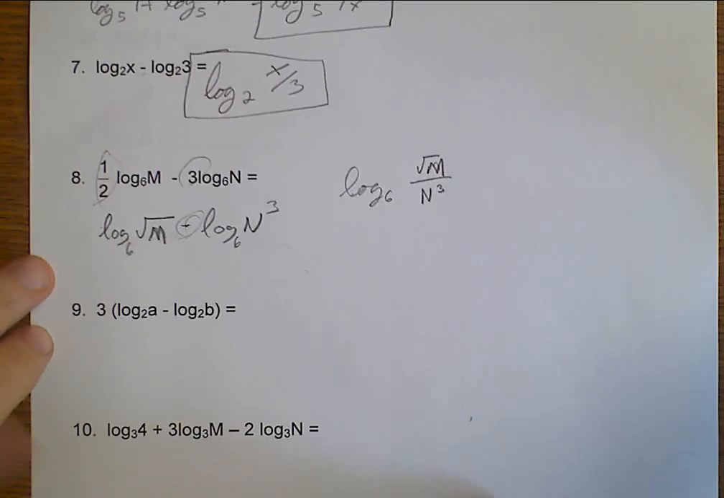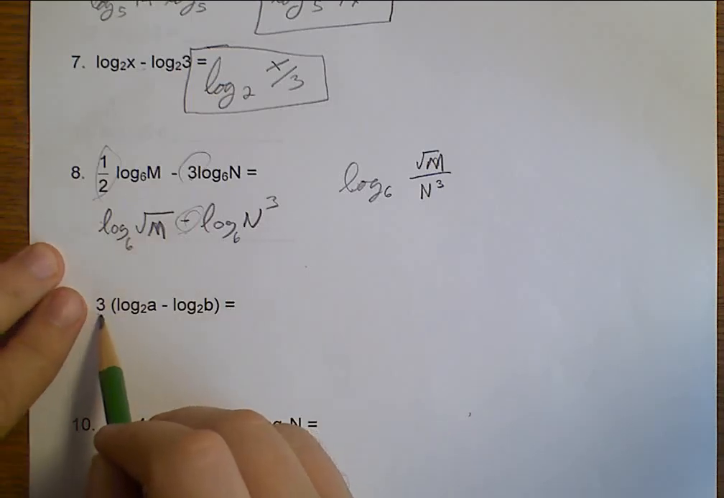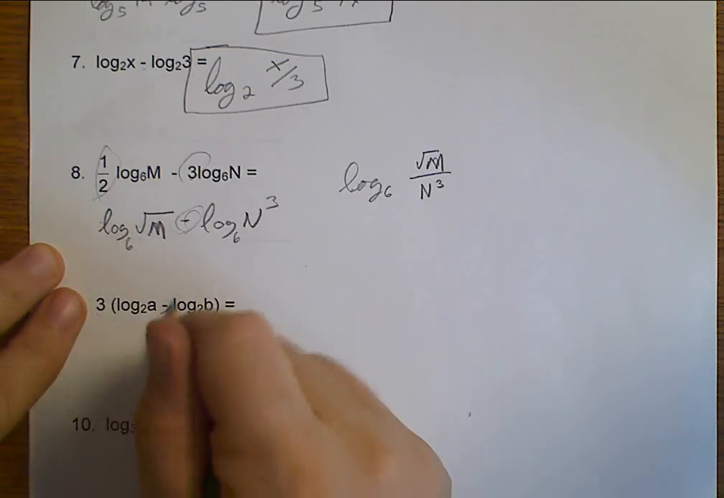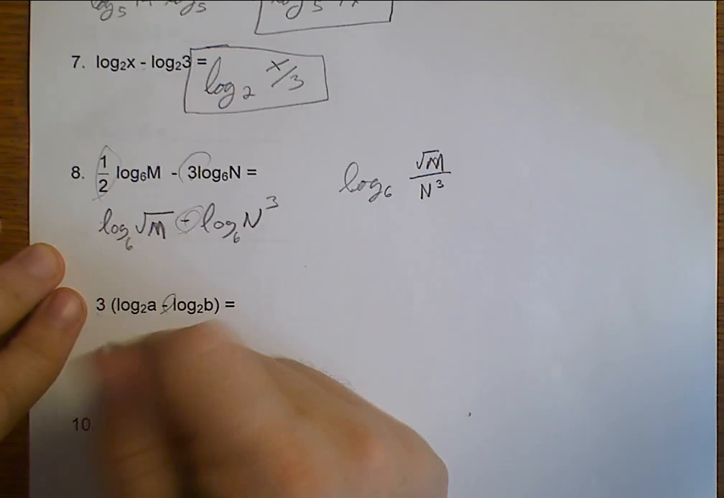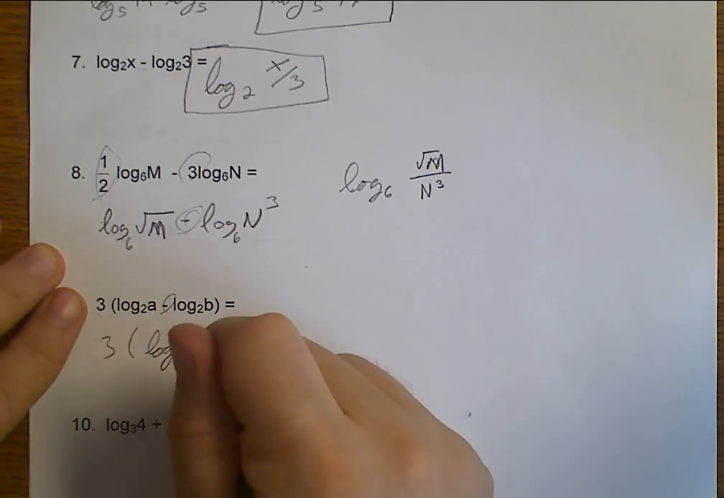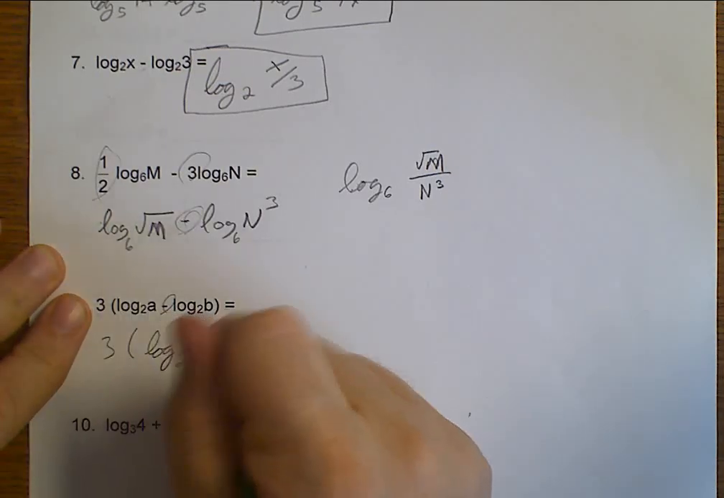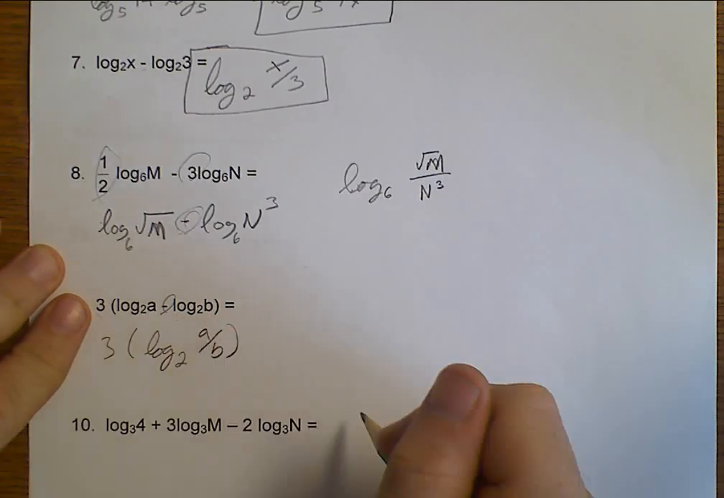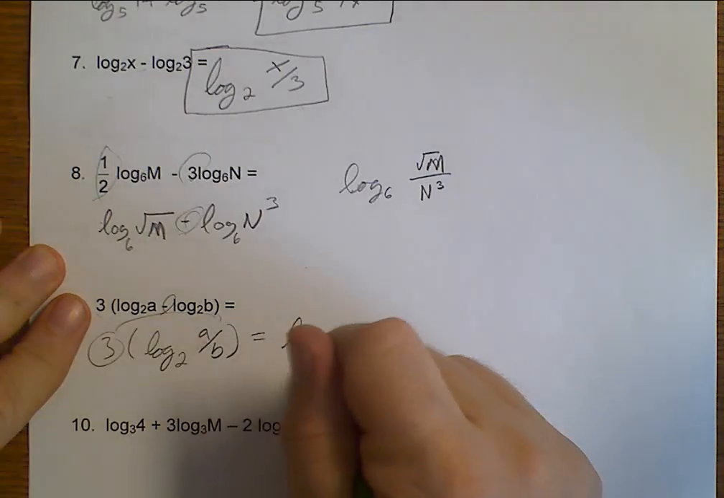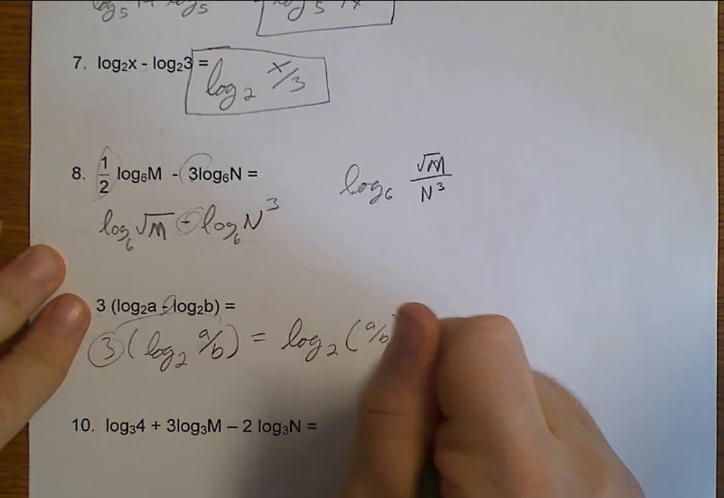Go ahead and look at this. Well, this is on the outside, so that means it's going to be cubing everything. So I'm going to go ahead and wait and do that and do my division first. So this is 3 times log base 2 of a over b. Now I move my exponent. So this is the log base 2 of a over b cubed.